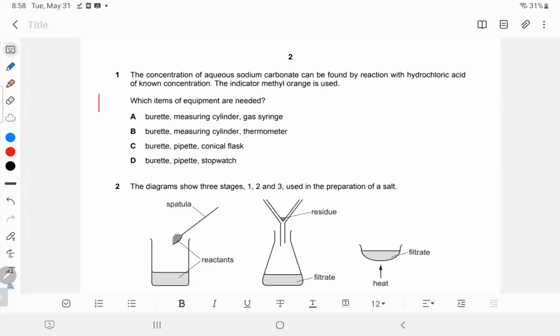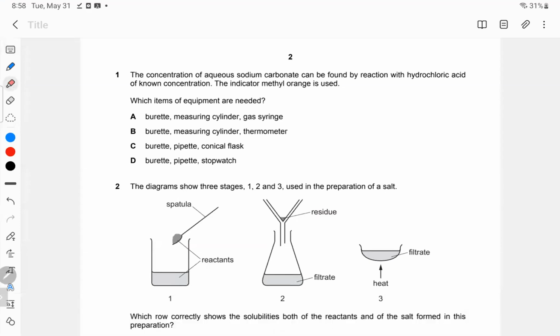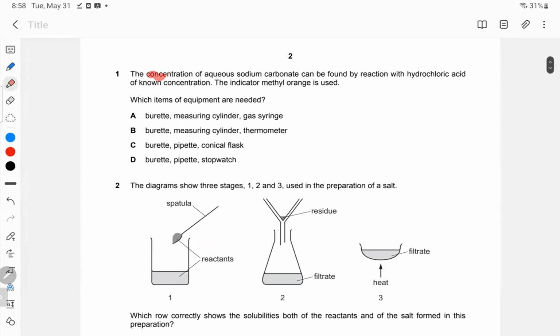Okay, now question number 1. The concentration of aqueous sodium carbonate can be found by reaction with a hydrochloric acid of known concentration. The indicator methyl orange is used. It means they are talking about a reaction between sodium carbonate, which is Na2CO3, and HCl.